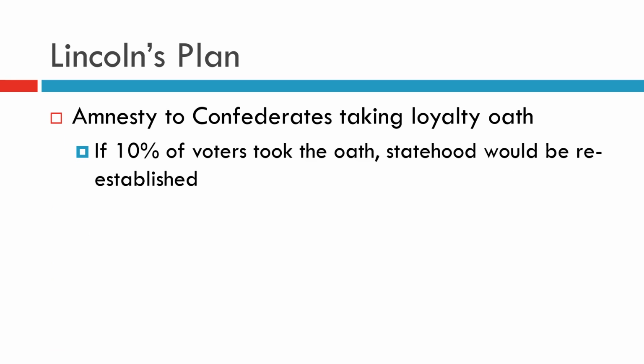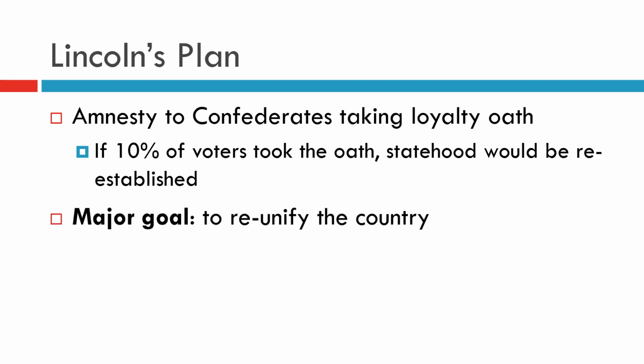Just a very brief look at these various phases. First of all, Lincoln's plan, the 10% plan you can see here. If 10% of voters took an oath, a loyalty oath, then statehood could be reestablished. So that's very easy for these southern states to re-enter the Union. And again, that was his goal, to preserve the Union.